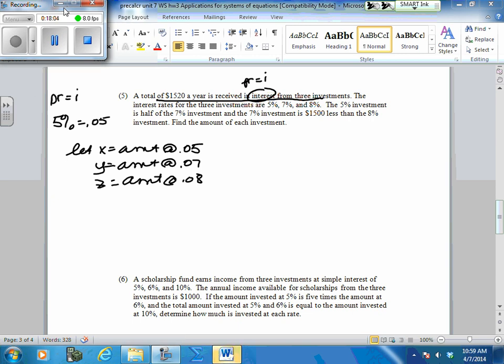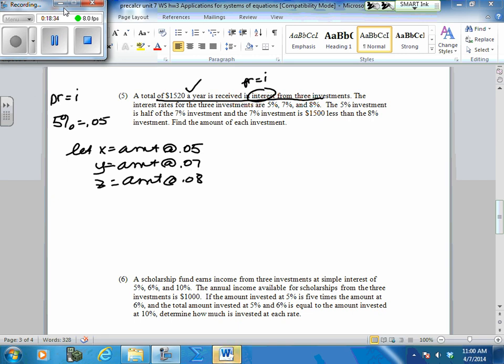Okay, the 5% investment is half of the 7% investment, and the 7% investment is $1,500 less than the 8% investment. Now, sometimes it tells you what all 3 investments were. That's your X plus Y plus Z. But this one only gave us our interest. So we have to do our principal times rate, plus our principal times rate, plus our principal times rate. So what equation could you give me for that one?